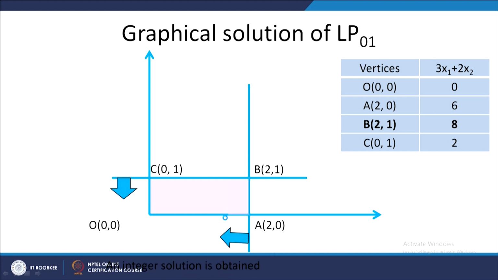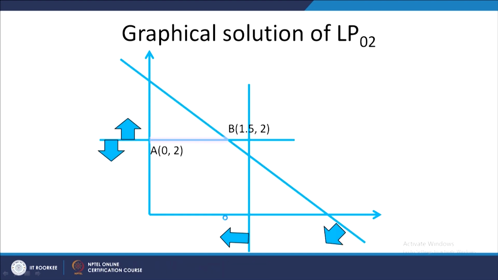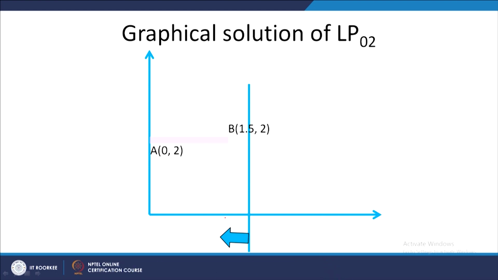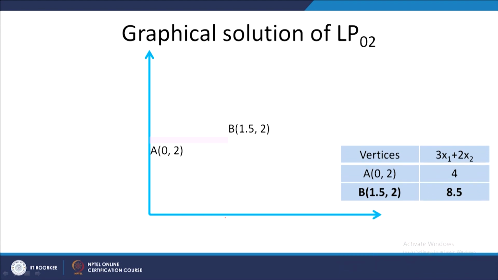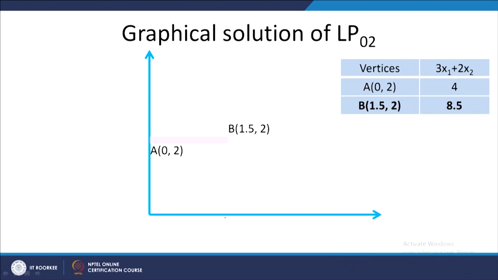Now, coming to the other LP, that is LP02, we find that the feasible region is nothing but this line segment as is shown here in the diagram. It is given by the line segment AB, and the solution is B, which is given by 1.5 comma 2. But again we find that 1.5 is not an integer.